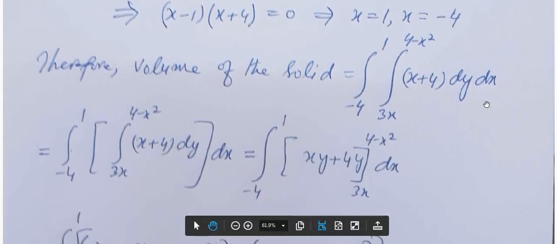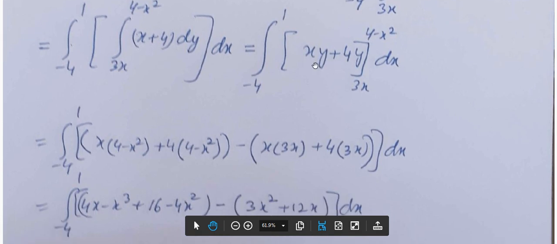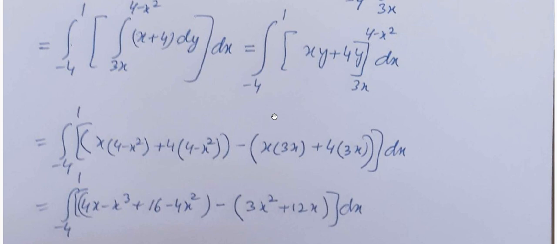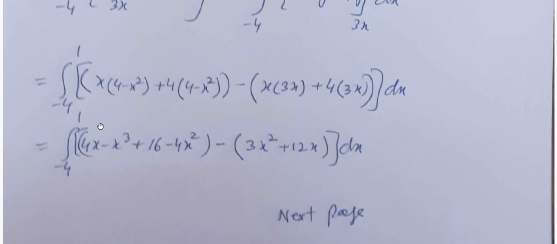Now you can integrate first with respect to y. So the integration of x with respect to y will be xy, and the integration of 4 is 4y, and then you can substitute the upper value 4 minus x squared, and then the lower value 3x. If you substitute in y, this will be x times (4 minus x squared) plus 4 times (4 minus x squared), minus, then the lower value, x times 3x plus 4 times 3x. You can simplify this: x multiplied by 4 is 4x, then minus x to the power 3, plus 16 minus 4x squared, minus 3x squared and plus 12x.